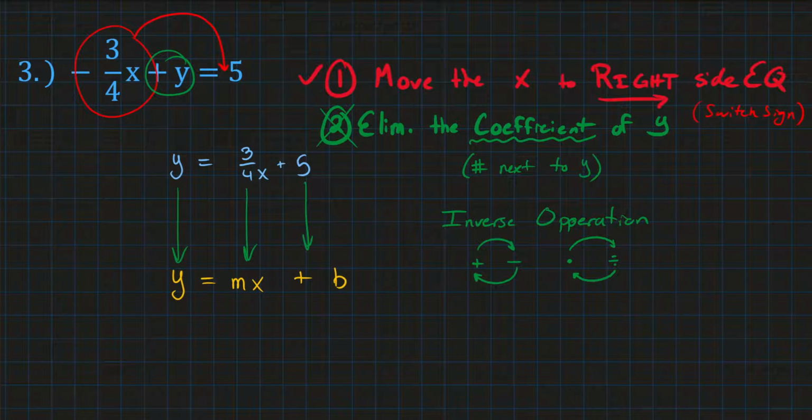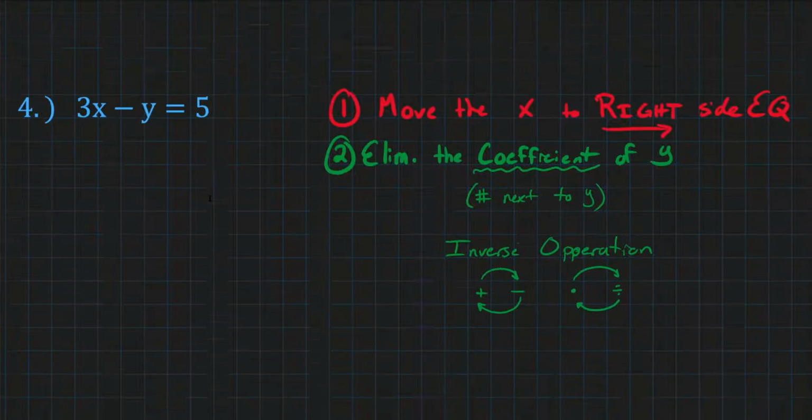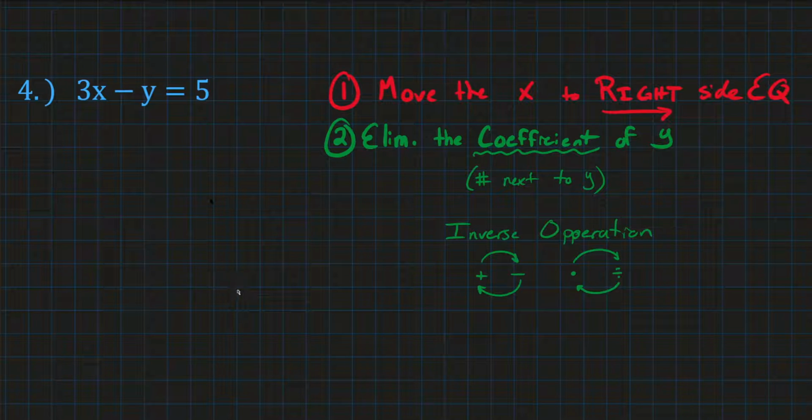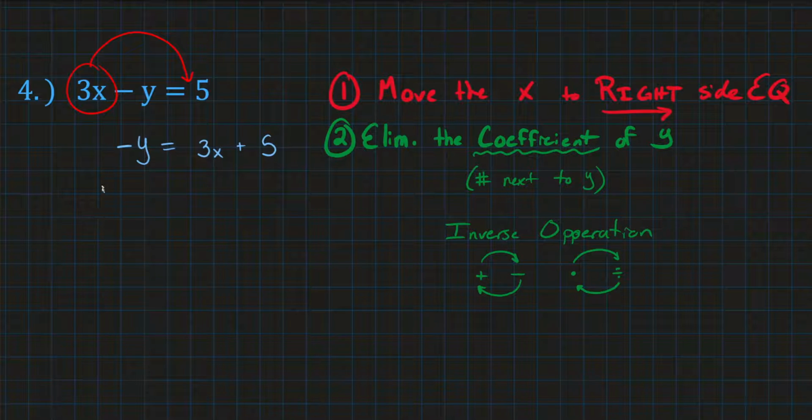All right. One more equation. It's in standard form. We're going to move the 3x over and eliminate the coefficient of y. First step, move the 3x over. There it is. Peel it off the page, and whatever's left, write it down. Negative y equals, squeeze that 3x in there. It's a positive 5, so it becomes negative y equals 3x plus 5.